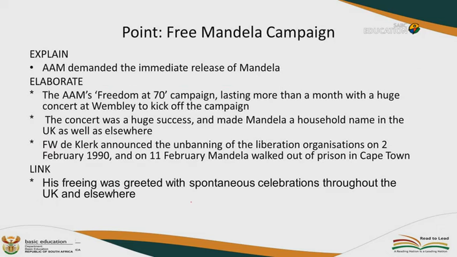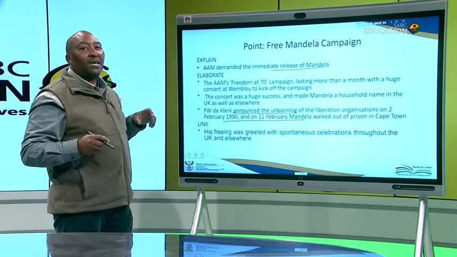Right, there was also a campaign that was called the Free Mandela Campaign. The anti-apartheid movement demanded the immediate release of Mandela. The anti-apartheid movement and its campaign put huge pressure on South Africa to release political prisoners. F.W. de Klerk announced the unbanning of the liberation movements and the release of prisoners. In February 1990, Mandela was released due to this campaign. Then how do you link back to the question? His freeing was greeted with celebrations throughout the UK and elsewhere. So it means the British anti-apartheid movement, through the Free Mandela campaign, also contributed to the fall of apartheid.